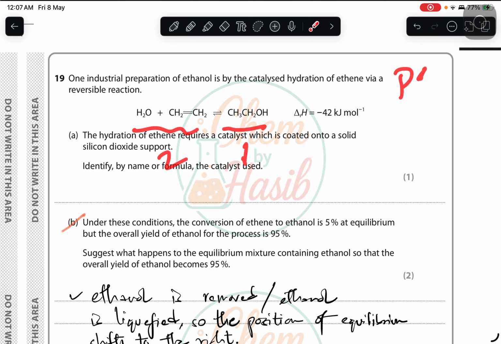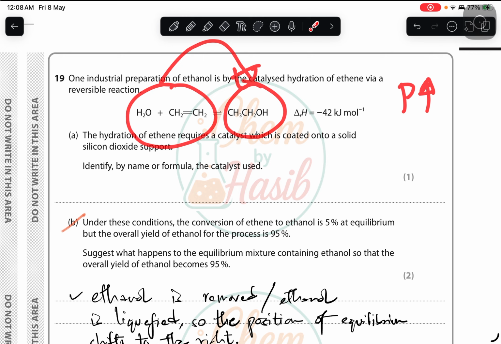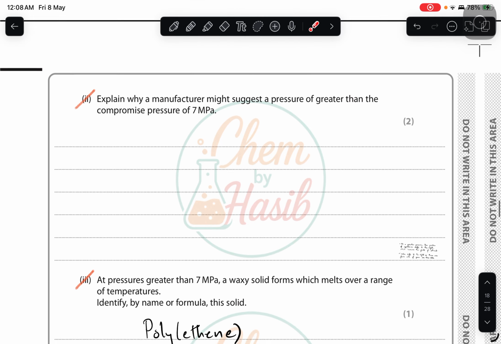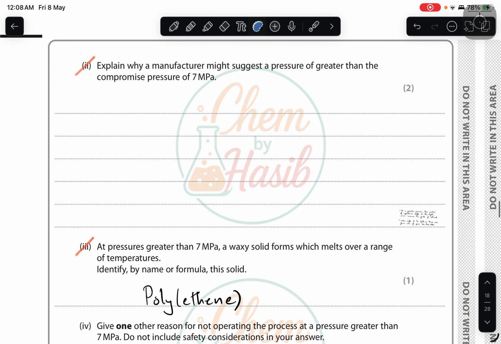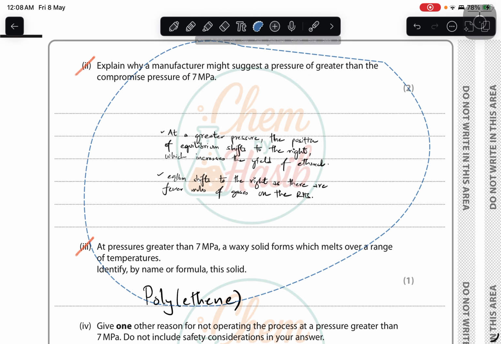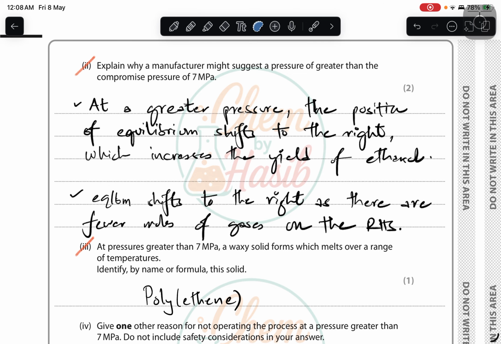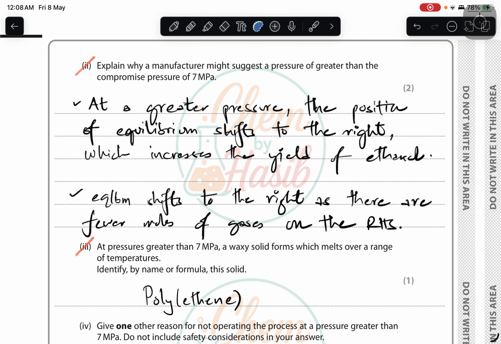So if you increase the pressure, the position of equilibrium will shift from left to right. So the yield would increase, right? Because there are fewer moles of gas on the right hand side. So that's the answer that we would write here. I have already written the answer for you. At a greater pressure, the position of equilibrium shifts to the right, which increases the yield of ethanol.